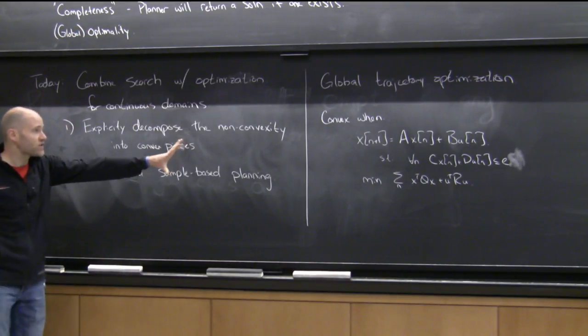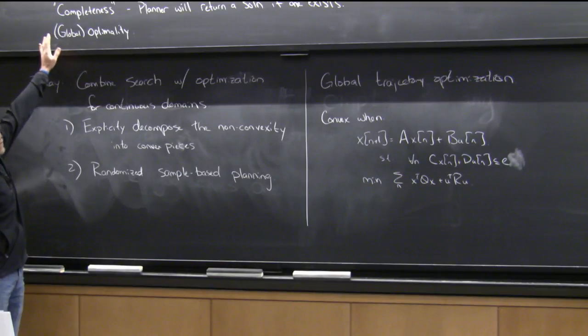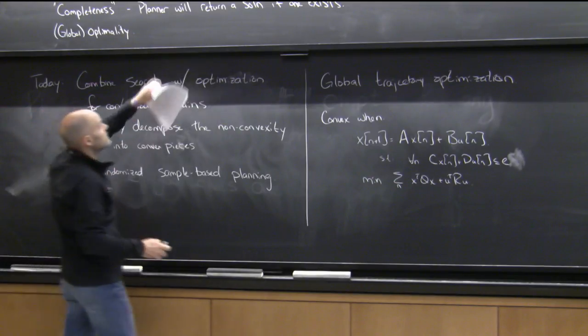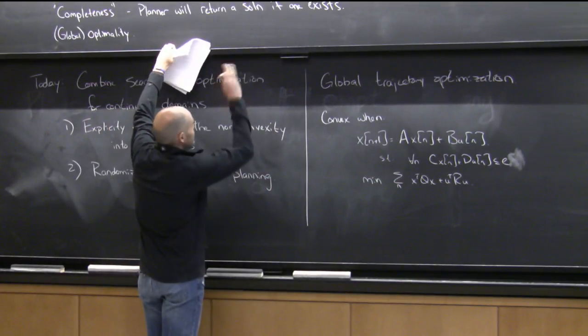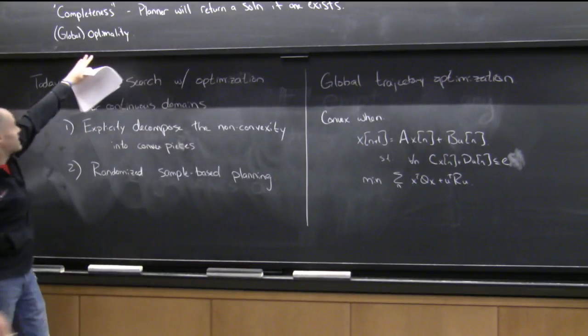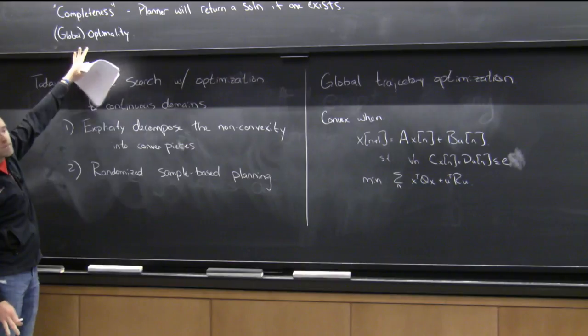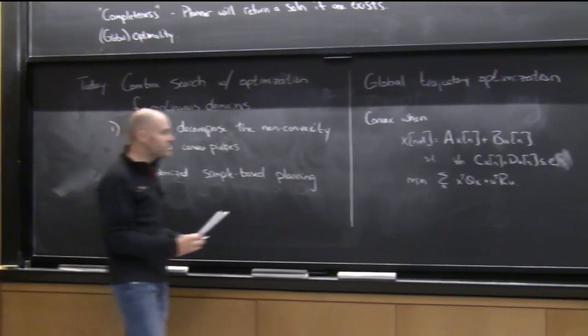I can call a solver. I can reliably get a solution that returns a solution if it exists, and only if it exists. I guess the other implication is so obvious, I don't need that. And then that solution is guaranteed to be globally optimal. Okay, so when does it break down?